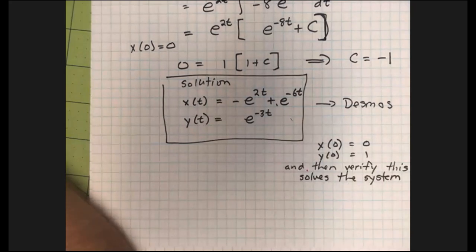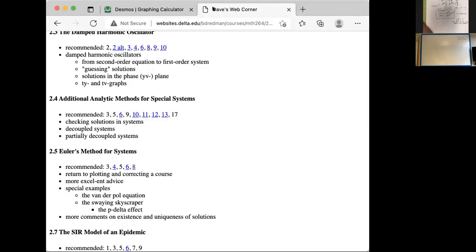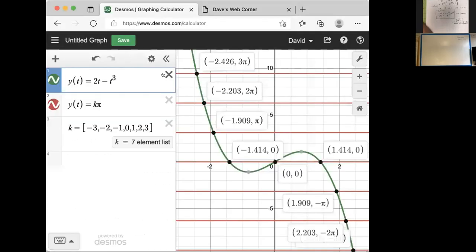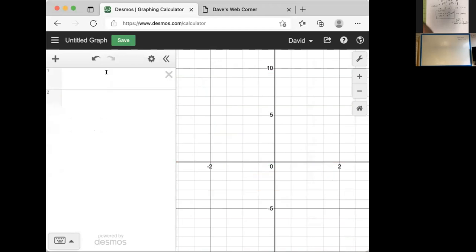Oh, sorry, I'm constantly letting people in. I'm gonna take these two functions and go over to Desmos and see how they interact together parametrically. So I'm sharing screen, back to browser, over to Desmos, kill that work that we talked about earlier.